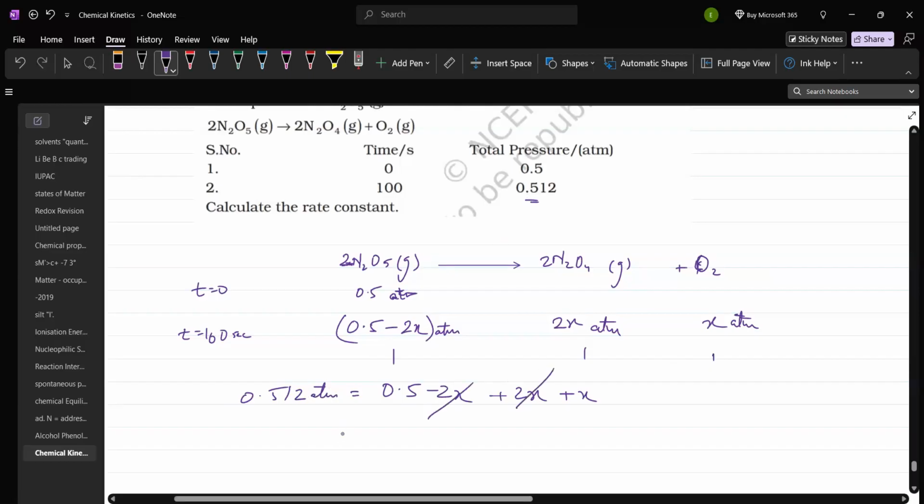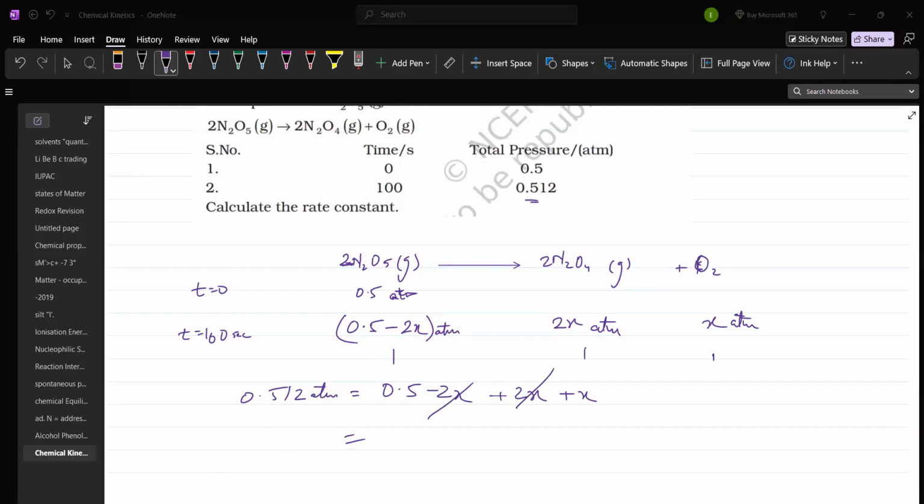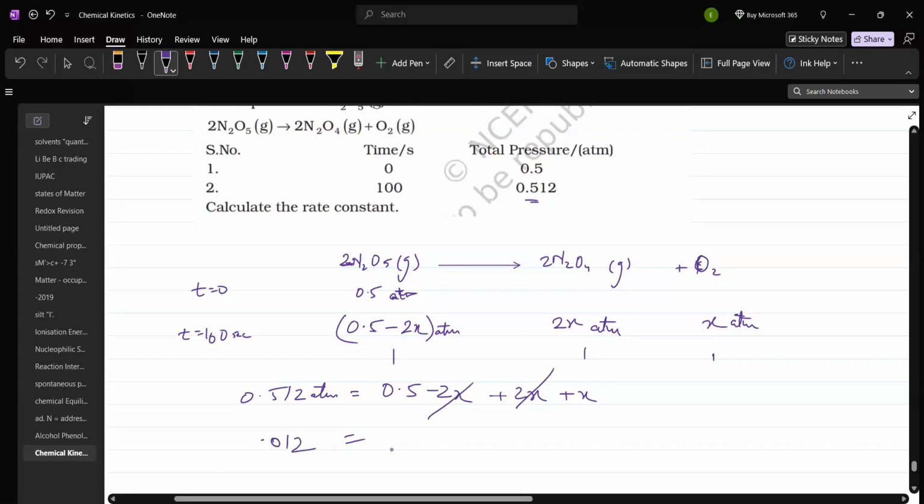So we will solve for x, which is like when you move this, 0.012 is coming. 0.012 is equal to x. Yes or no?